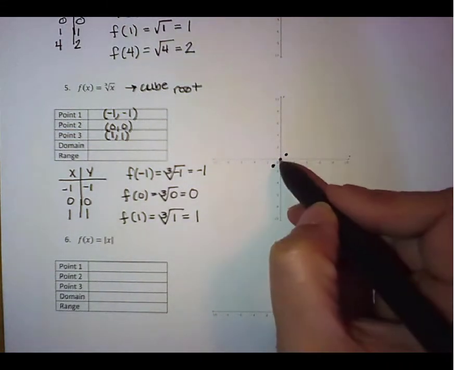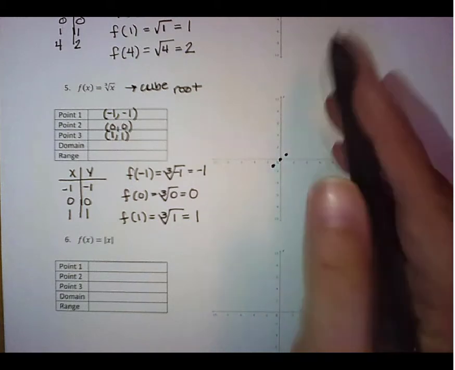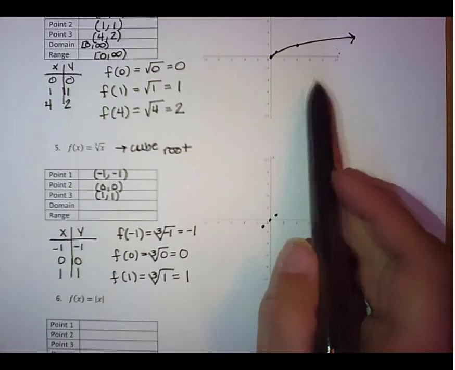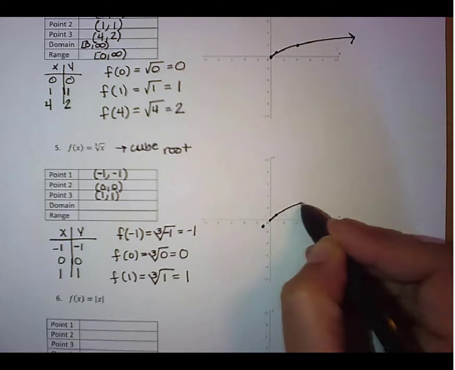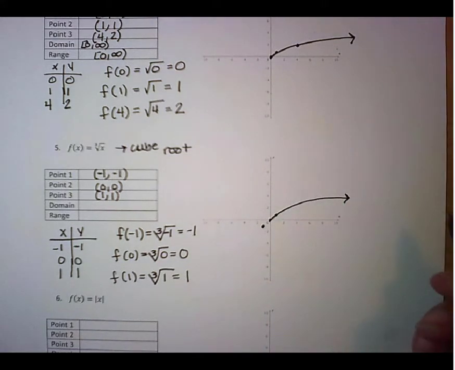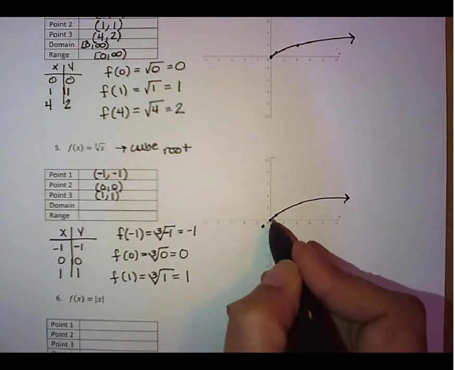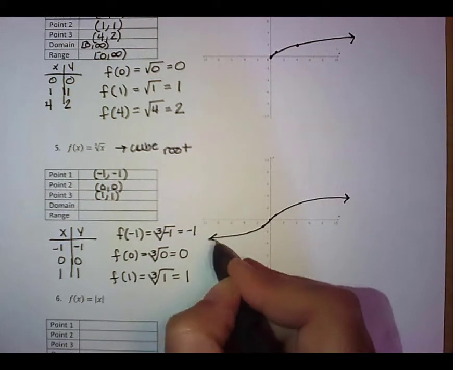But this time when the graph goes, it's going to look very similar to our square root graph. It's going to come out from here and do a sharp turn off to the right, and it's going to do the same sharp turn off to the left.